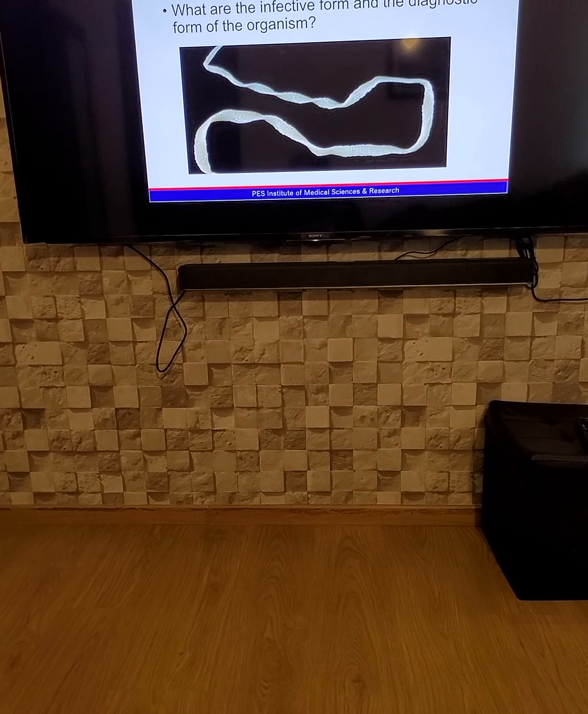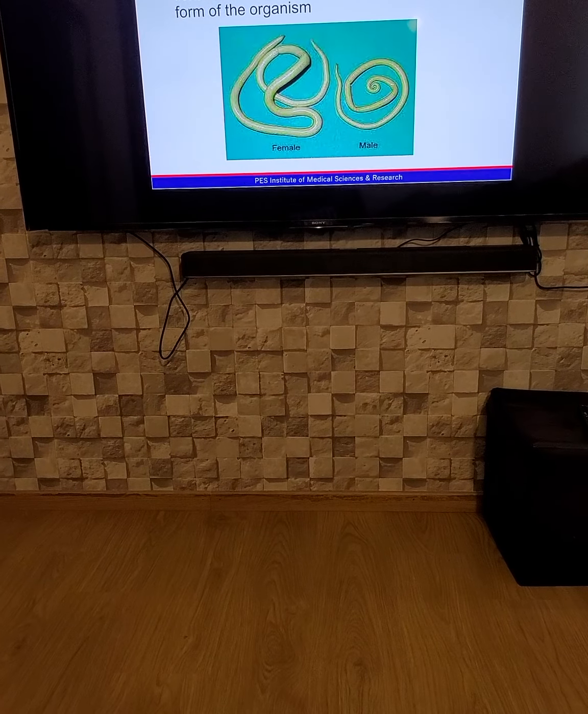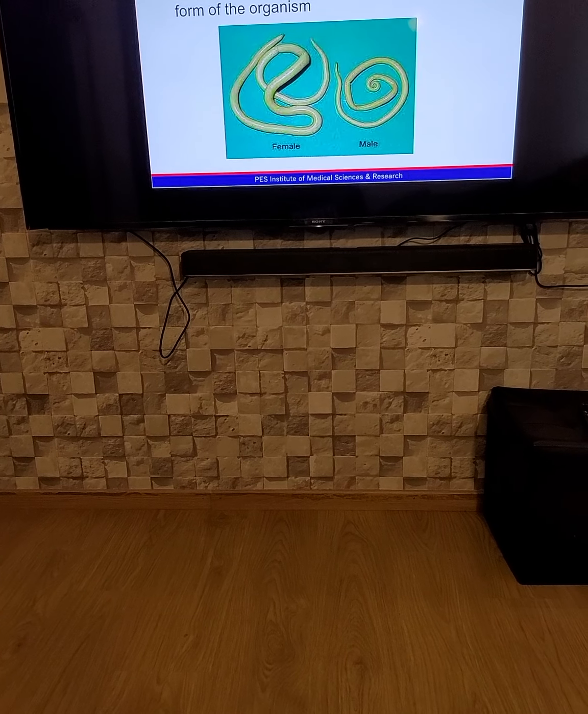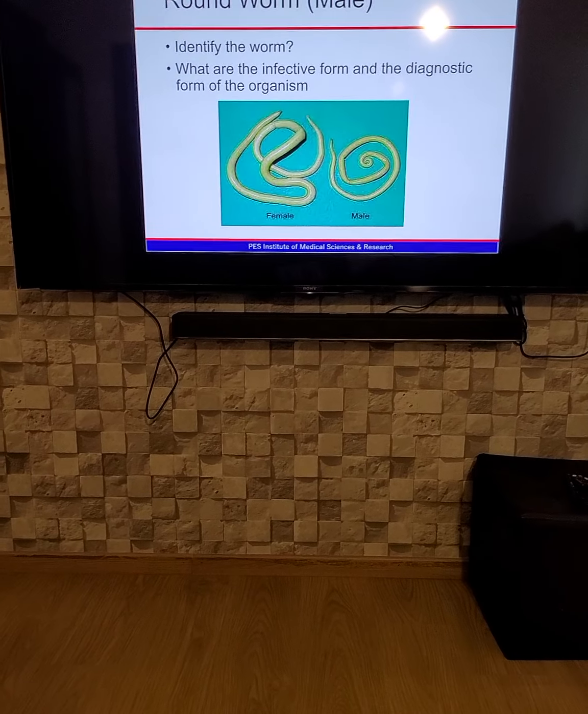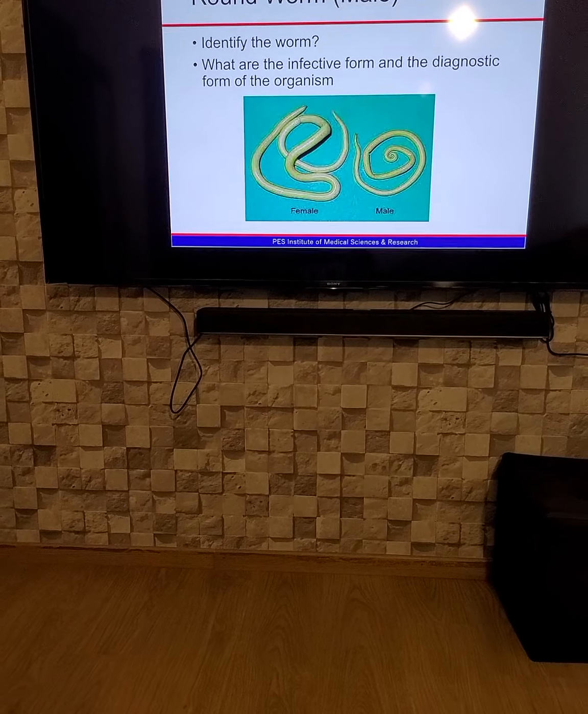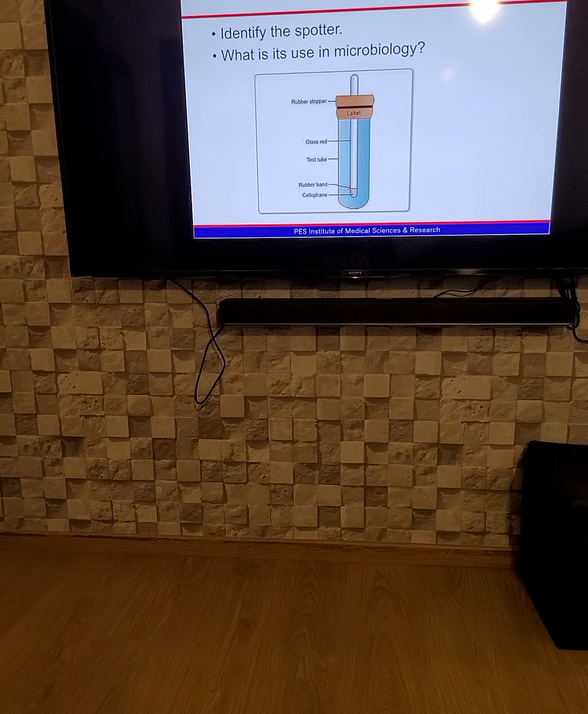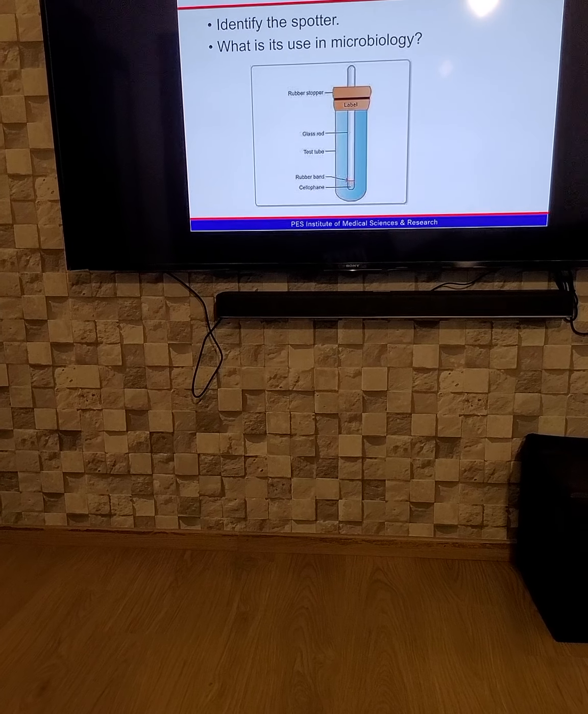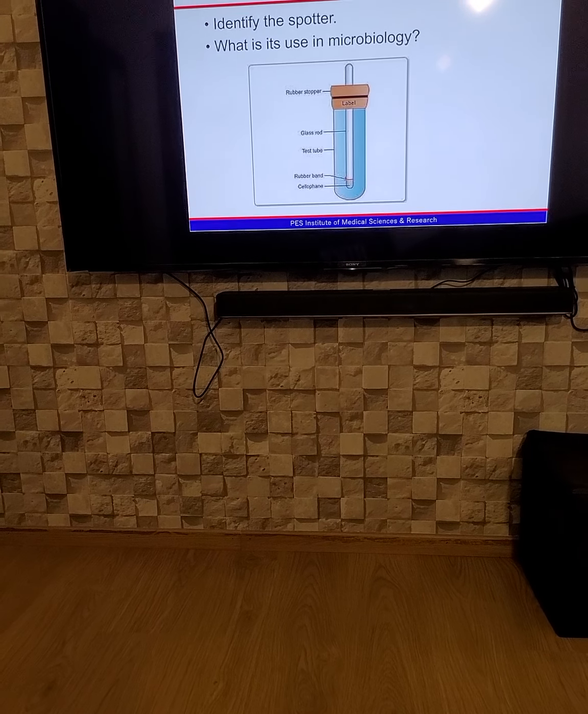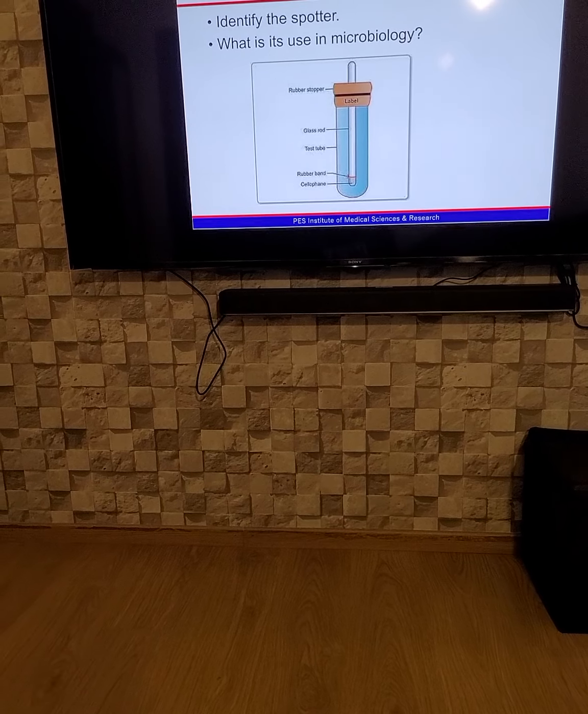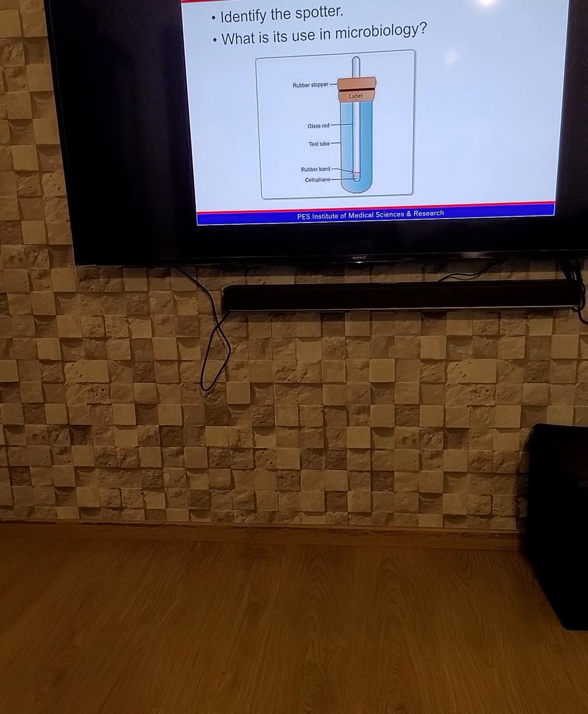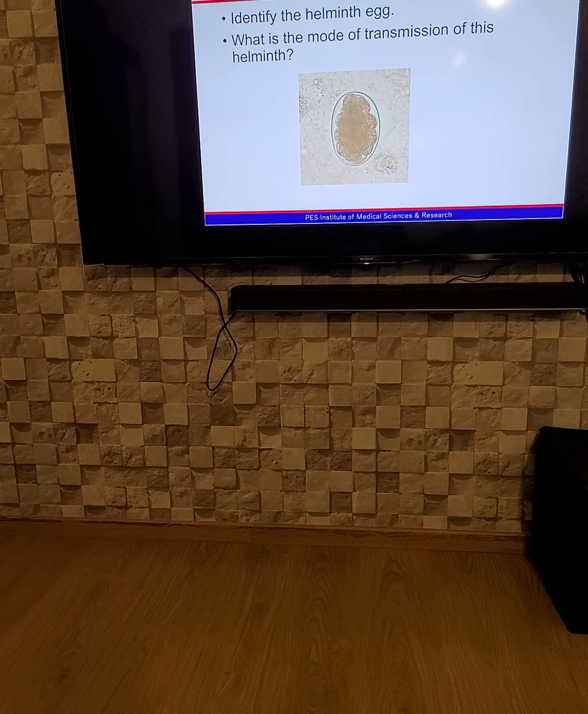Parasitology. This is a tapeworm, monoecious. This is a roundworm, showing male and female roundworms. This is a hookworm. NIH swab, National Institute of Health swab, used for taking the anal swab or rectal swab from the perianal region in Enterobius vermicularis.